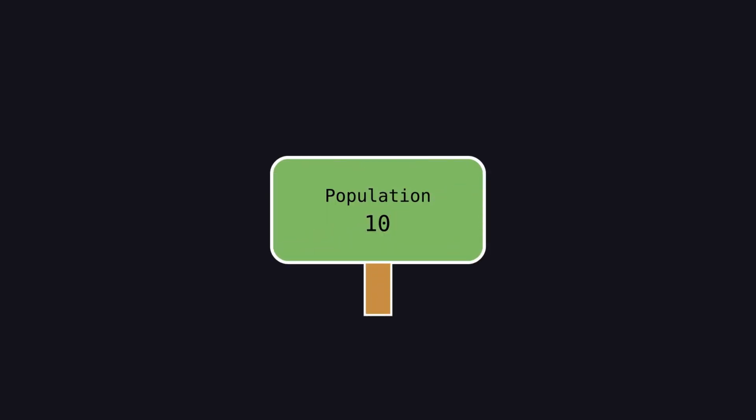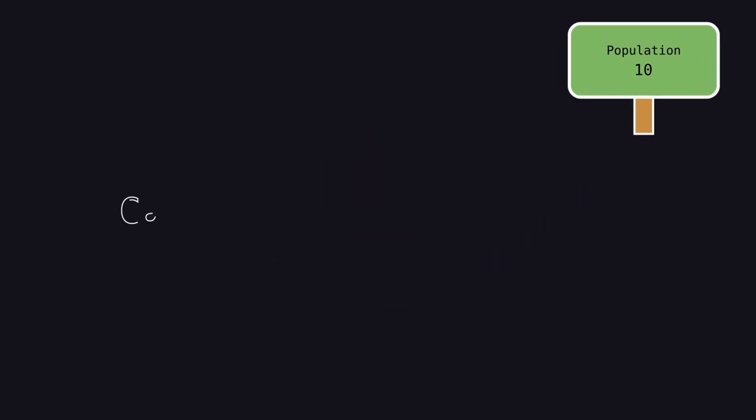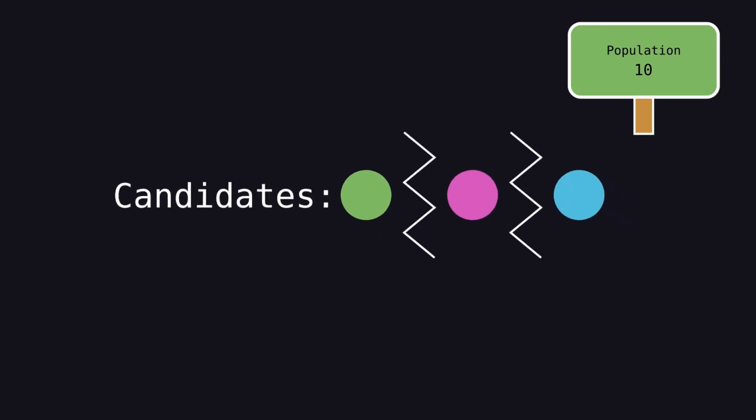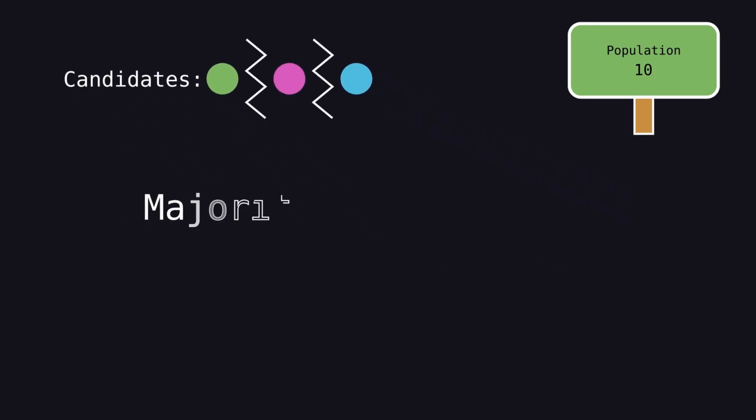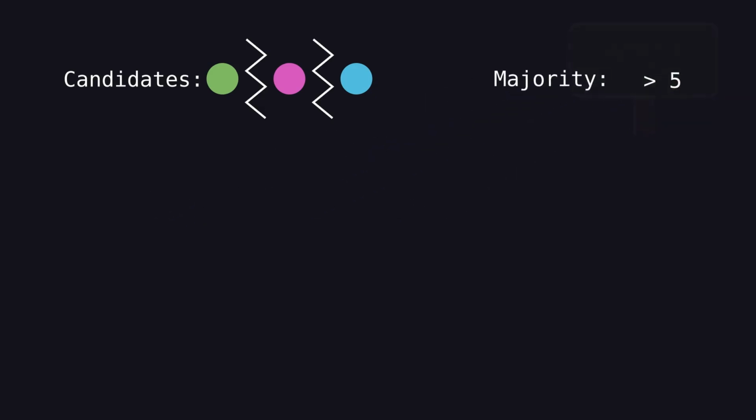An election is coming up in your town of population 10, and there are three candidates. A candidate wins if they are able to obtain the majority of the votes. By majority, we mean more than half the total number of votes. In our town of population 10, that's more than 5 votes.